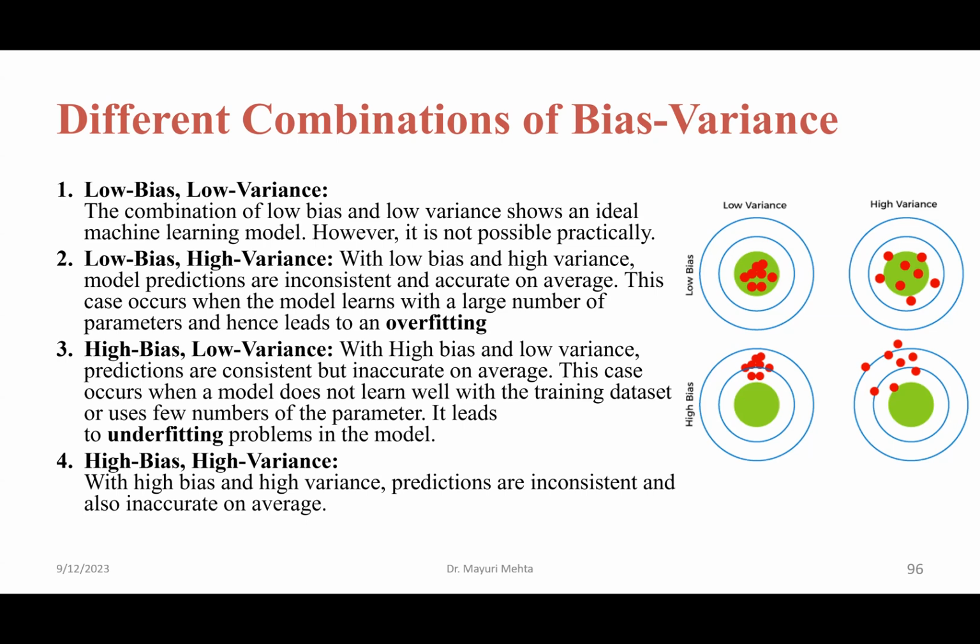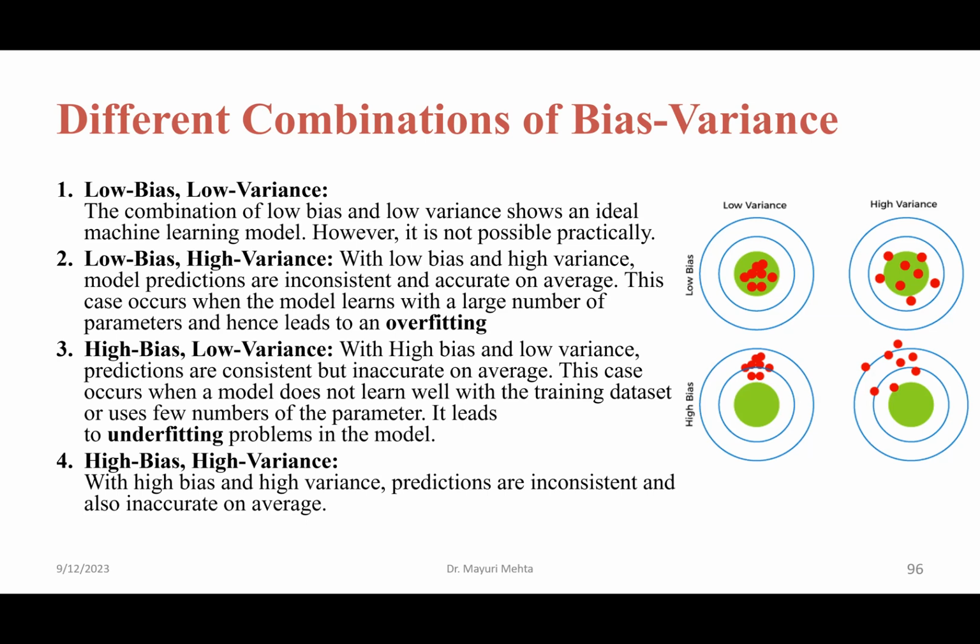But they are inconsistent due to high variance. Okay, so we are discussing the third case, high bias, low variance: predictions are consistent but inaccurate on average. This case occurs when a model does not learn well with the training data set, or when it uses a few parameters. See, in the second case, it is using a high number of parameters, while here it is using a low number of parameters.